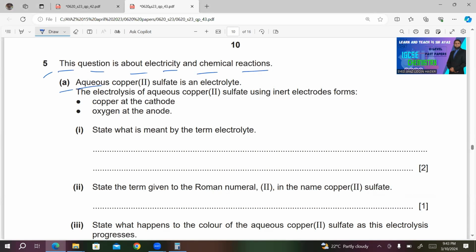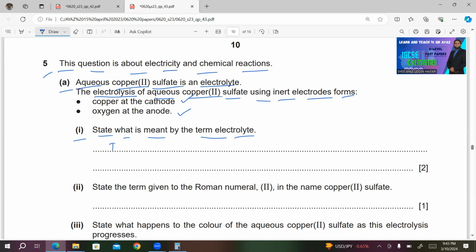A. Aqueous copper 2 sulfate is an electrolyte. The electrolysis of aqueous copper 2 sulfate using inert electrodes forms copper at the cathode, oxygen at the anode. Number 1, state what is meant by the term electrolyte. Electrolyte is a liquid. It's usually ionic compound, either in molten state or in aqueous solution that conducts electricity.